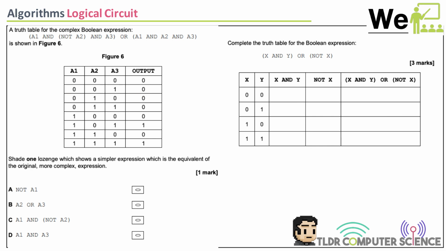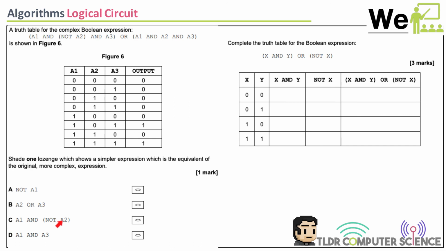Instantly you can see it's not working. A2 or A3. So 0 or 0 should make... No. 0 or 1 should make 1. But some people said 0. All right, guys, calm down. With an OR gate, if it's a 0 and a 1 going to an OR gate, it should be 1, and in this case it's 0, so it can't be B.